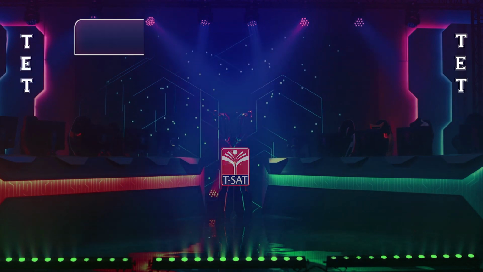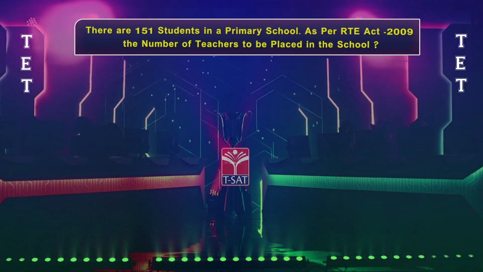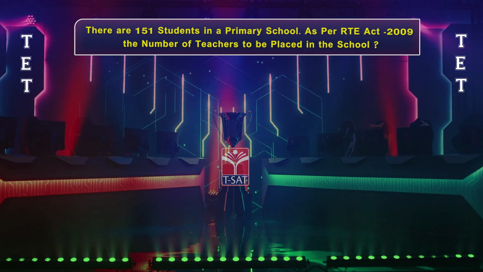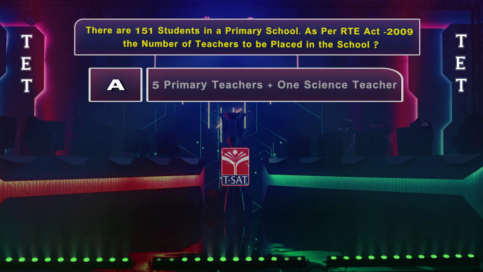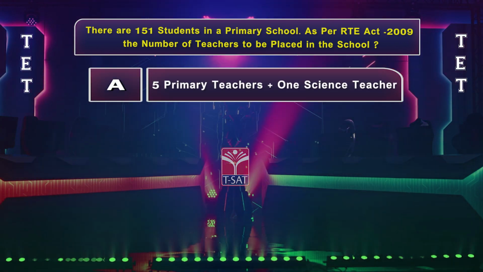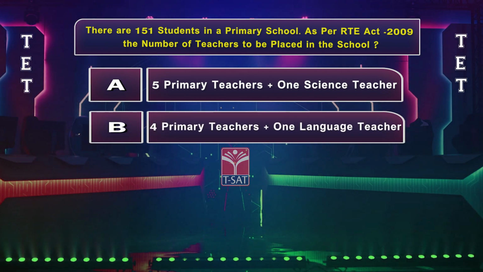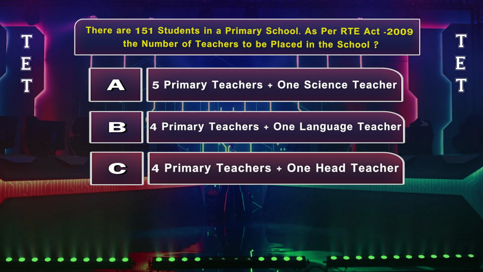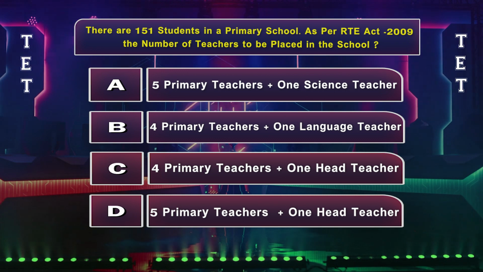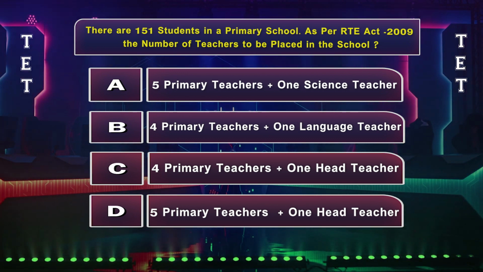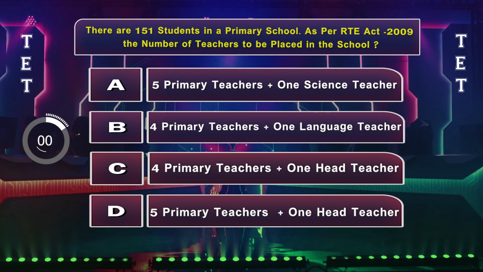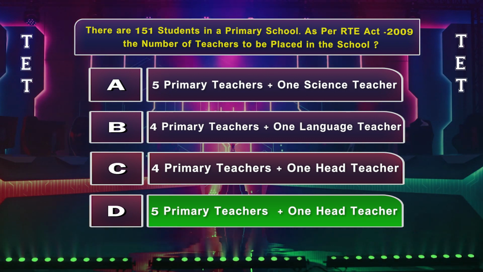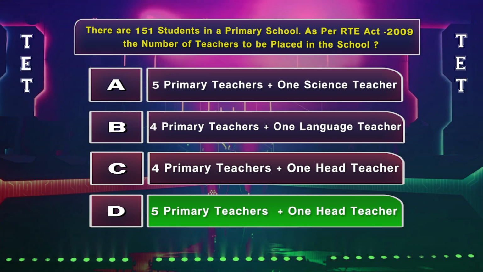Sixth question. There are 151 students in a primary school. As per RTE Act 2009, the number of teachers to be placed in the school. Option A, 5 primary teachers plus 1 science teacher. Option B, 4 primary teachers plus 1 language teacher. Option C, 4 primary teachers plus 1 headmaster. Option D, 5 primary teachers plus 1 head teacher. Your time starts now. The correct answer is option D, 5 primary teachers plus 1 head teacher.